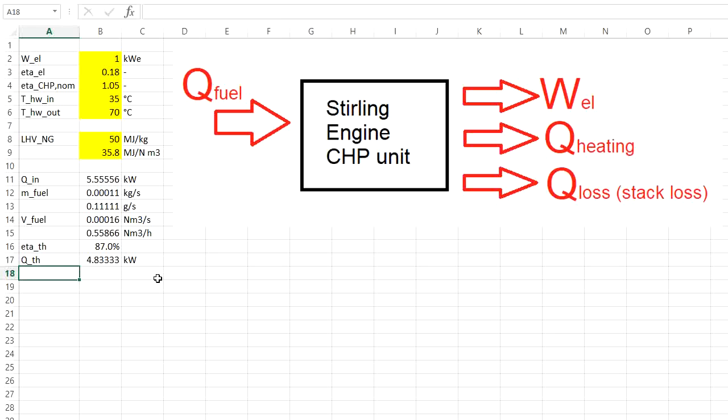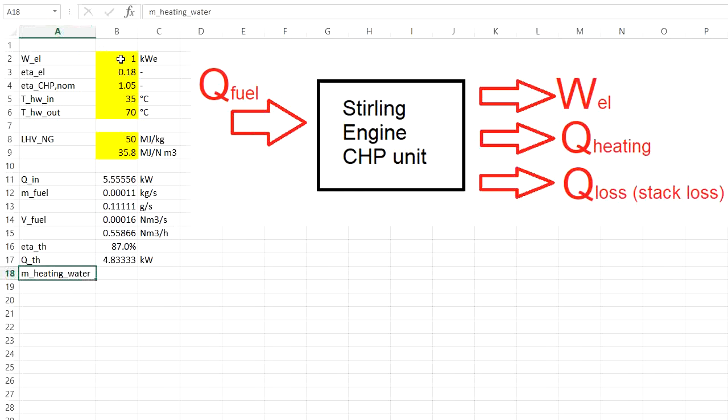And we can also get the mass flow rate of the water, the heating water which will go through the system. Let's call it m water, perhaps like this. For simplicity, we will assume that the water has CP of 4.2, and you know that it works that the Q is m CP delta T.